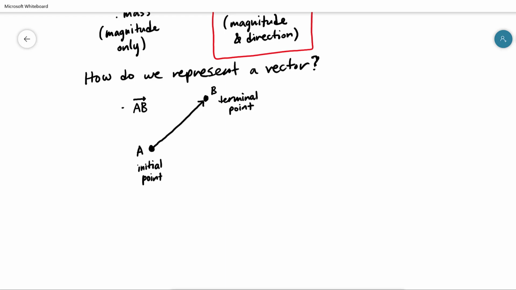For us, we don't want to have to label the endpoints of our vector. Typically what we'll do is we will label it with just a single lowercase letter, and I'll put a little arrow over the top of it. So all of these represent the same thing. This whole thing is that vector. I could maybe call it the vector u. I could call it the vector AB with this little arrow over it.